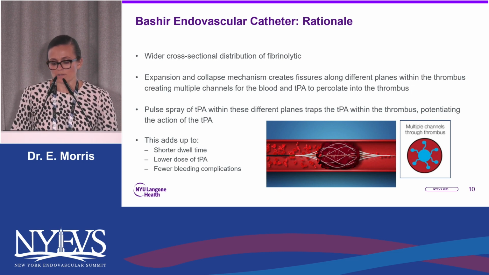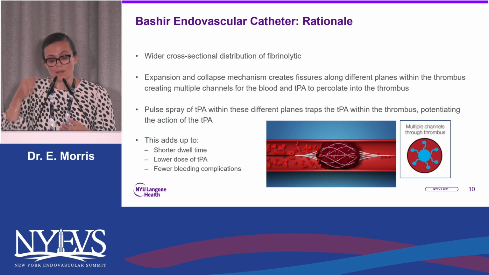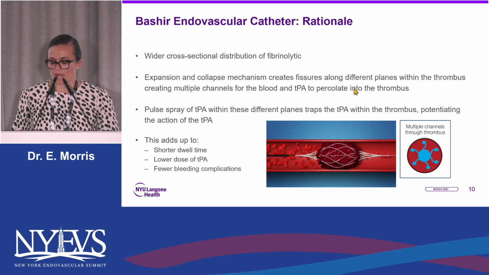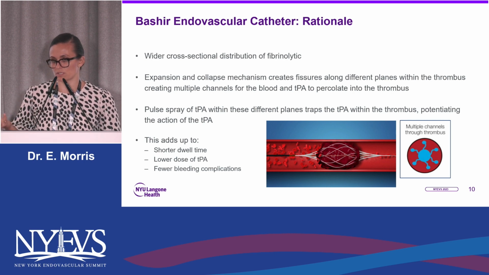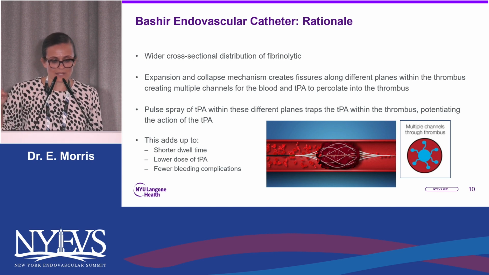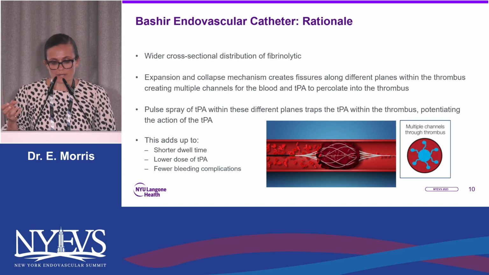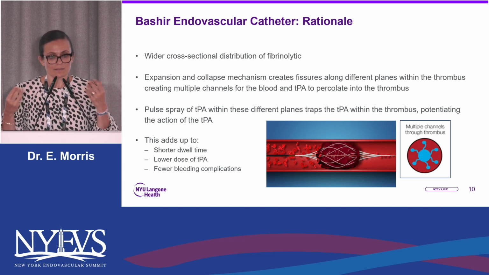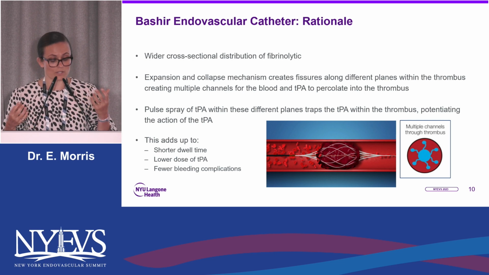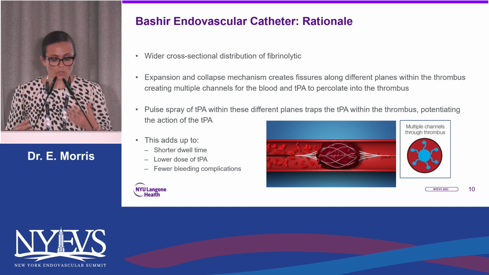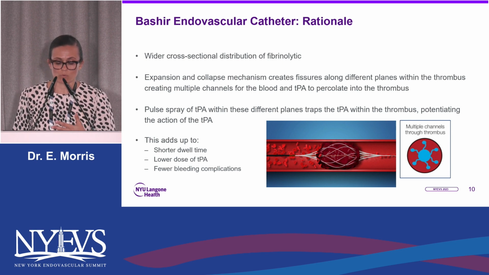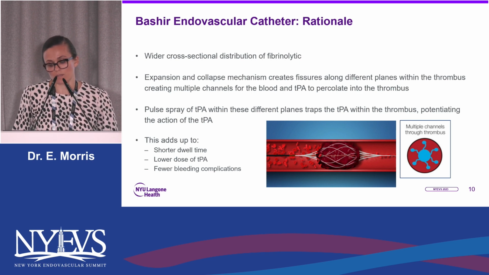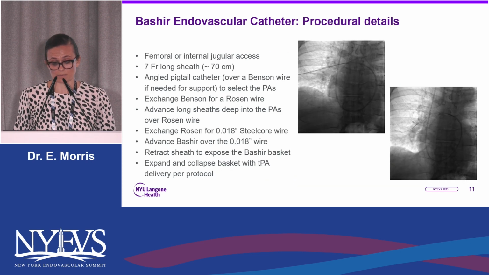So the BASHIR catheter, as I've touched on, the rationale is better distribution of the fibrinolytic. You can see in this picture on the lower right-hand corner, the basket creates these fissures into the clot, and the TPA can get inside those fissures. The pulse spray of the TPA will trap clot within the thrombus, again, causing the TPA to hang around longer, potentially work better and work longer. And so what all of this amounts to is a shorter dwell time for patients getting BASHIR catheter lysis with a lower dose of TPA. And if you've got a lower dose of TPA, ideally you've got fewer bleeding complications.